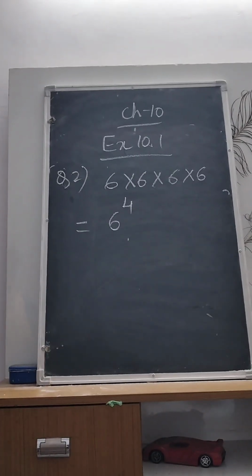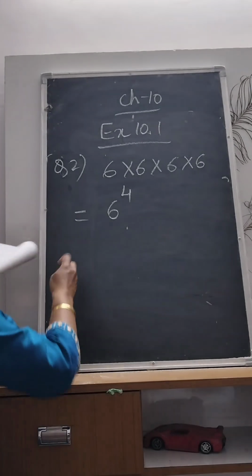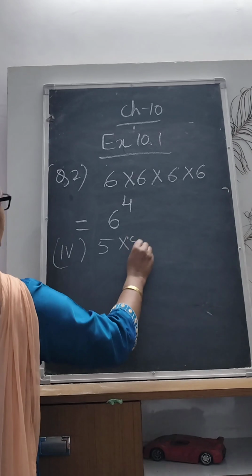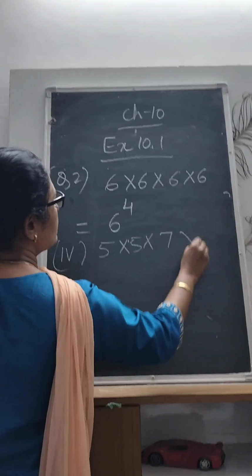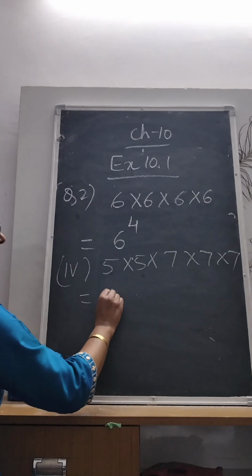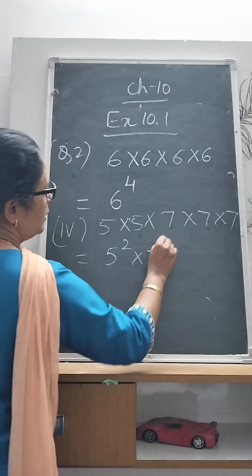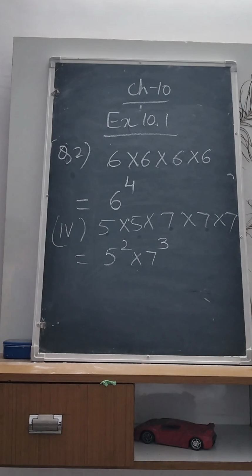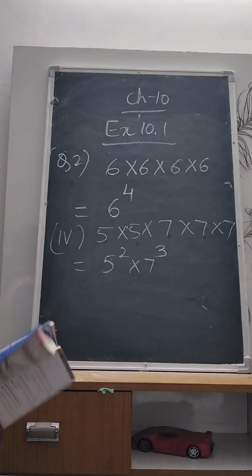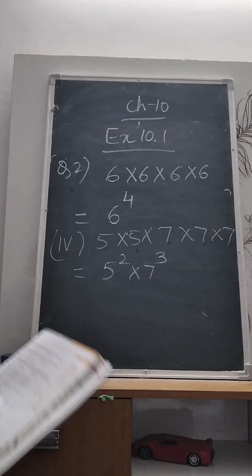Now let us do the next sum, fourth part: 5 into 5. This is given, so 5 is coming 2 times, and 7 is coming 1, 2, 3 times. So we have got this answer. Similarly, you can solve the other sums also. Now let us do question number 3.